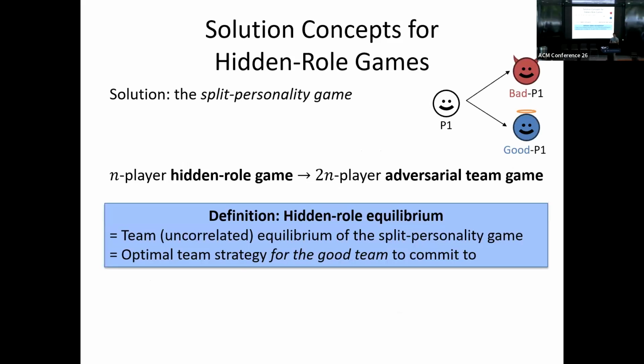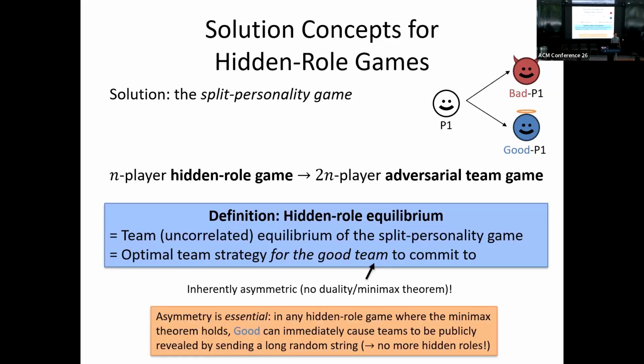Right? And we will define a hidden role equilibrium to be a team uncorrelated equilibrium of the split personality game, also known as an optimal strategy for the good team to commit to. And you might ask, okay, I'm talking about commitment. Why am I talking about commitment in the zero-sum game? Shouldn't the Minimax theorem or something like this hold? Well, no. It turns out that there is an inherent reason why this notion of equilibrium is and kind of must be asymmetric.